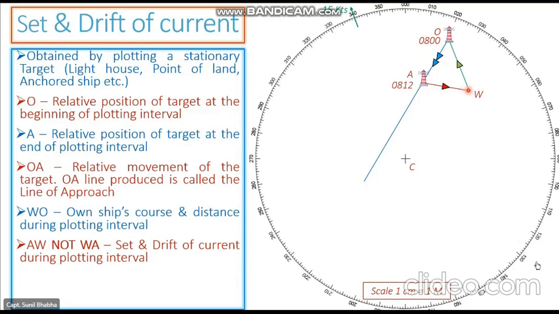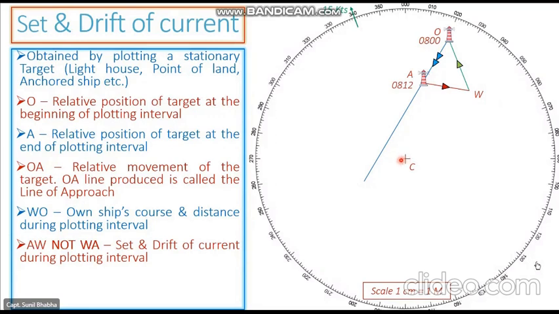But instead of falling at Whiskey, the lighthouse has instead gone to the location Alpha. Now the lighthouse is stationary, the lighthouse does not move. So how has it gone from Whiskey to Alpha? Actually what has happened is the lighthouse has not moved, but there is a current affecting our ship. And our ship has moved in the opposite direction.